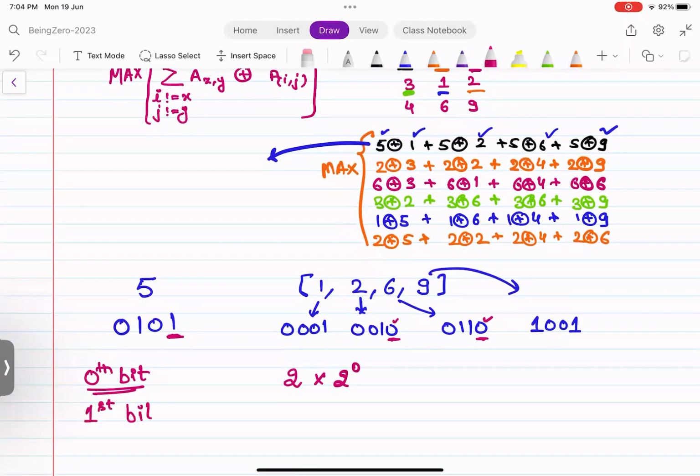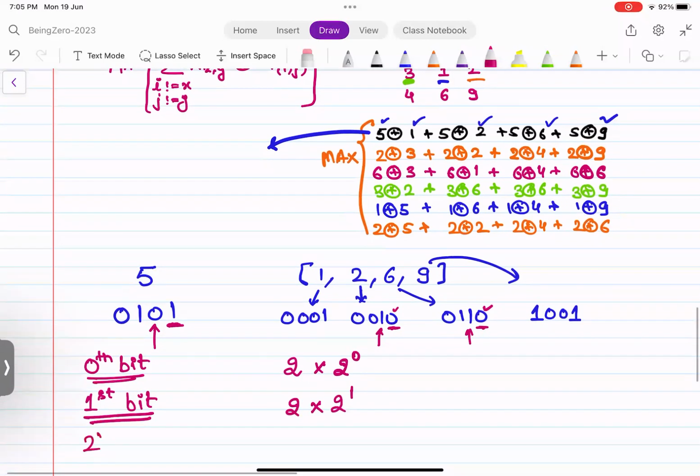Second, for the first bit, let's take a look at the same thing. This bit is 0. Now you have to find how many numbers have this bit as 1. This has it, this has it. How many total numbers have this bit as 1? Two numbers. So those two numbers, 2 and 5, if you do XOR, will result in a value of 2 to the power 1.